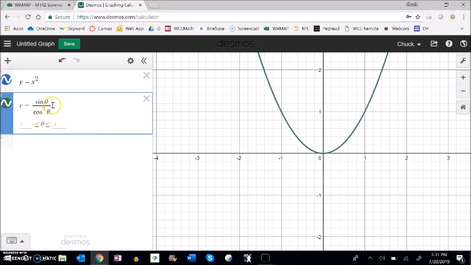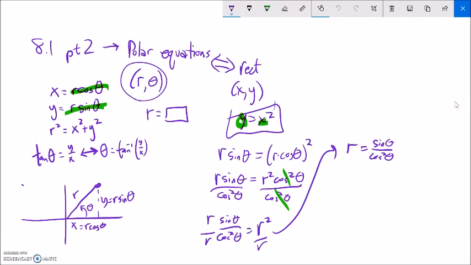Good. And this is interesting to me about this sine over cosine squared. I could leave it like that. And remember, there's some ambiguity with polar coordinates often. I could also write this as, let me think of this as sine over cosine times 1 over cosine. So sine over cosine is tangent, and 1 over cosine is secant. I could write it as that as well, and they're the same thing.